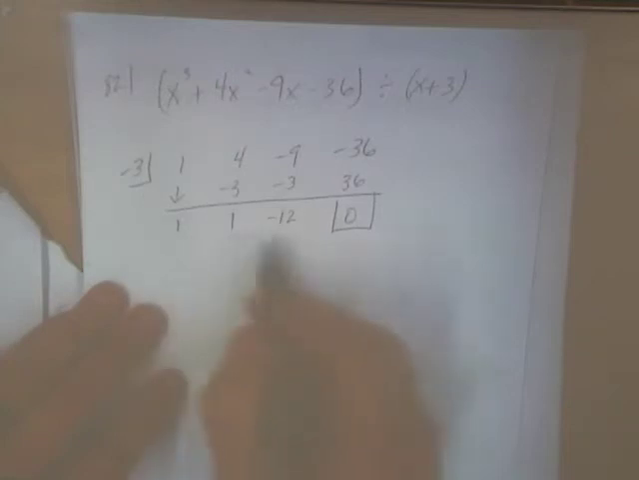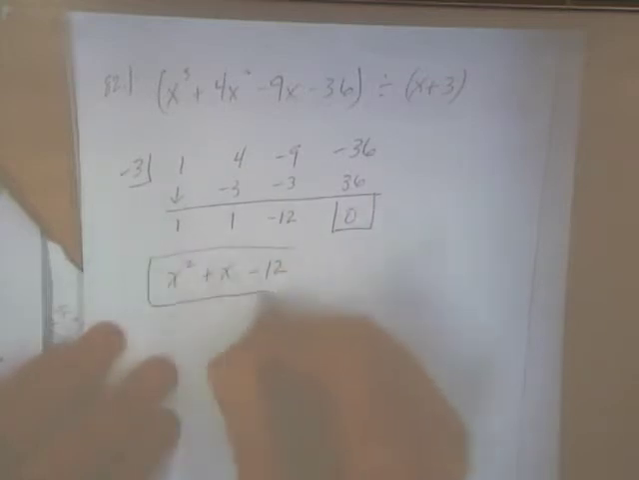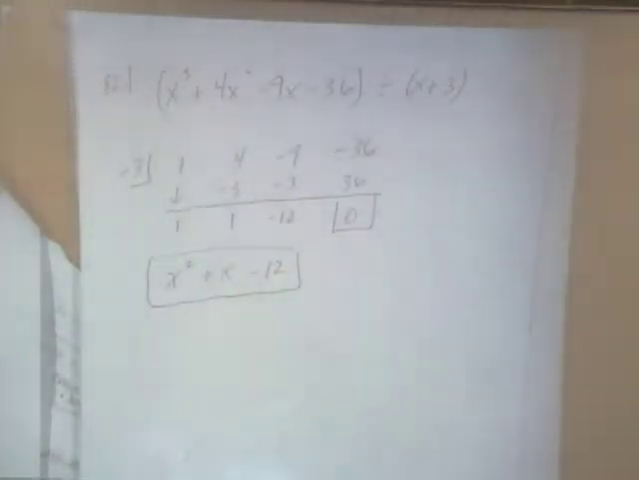So this is what we have left over. 1x squared plus x minus 12. When we divide those two, the answer is that. All right, questions? 83.